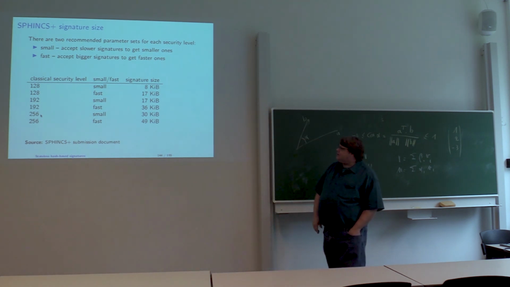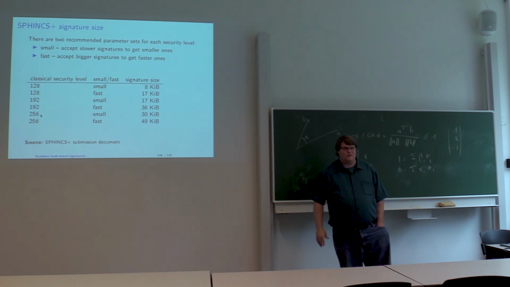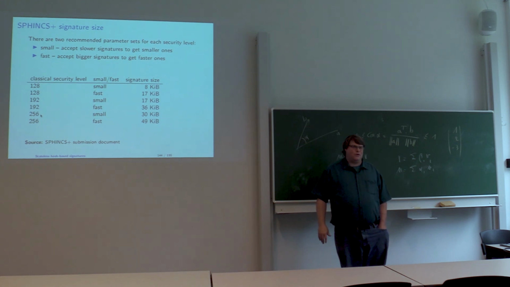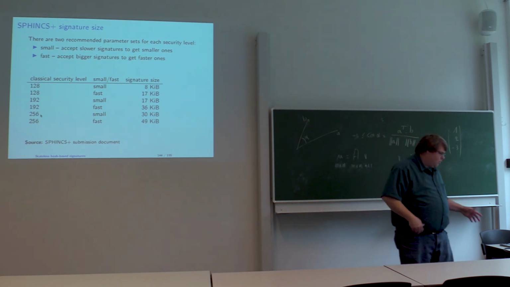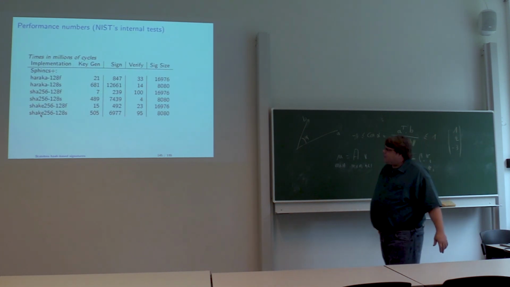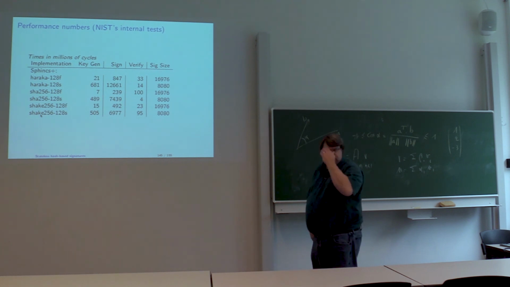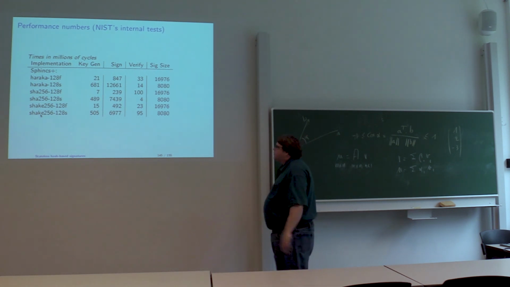It's also interesting to say this is kind of practical. Even with 16 kilobyte signatures, there are a lot of applications that wouldn't work, but you can think of applications where they would. So this isn't totally unworkable. And these are performance numbers for this. This is our own internal stuff, so you could get more accurate numbers; this is just us looking at the reference implementation.